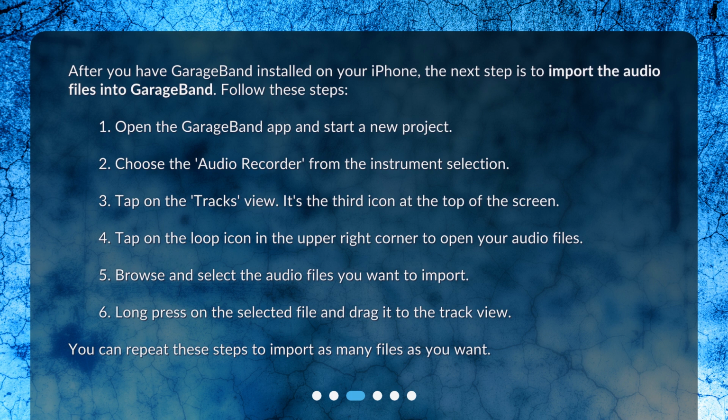4. Tap on the loop icon in the upper right corner to open your audio files. 5. Browse and select the audio files you want to import. 6. Long press on the selected file and drag it to the track view. You can repeat these steps to import as many files as you want.